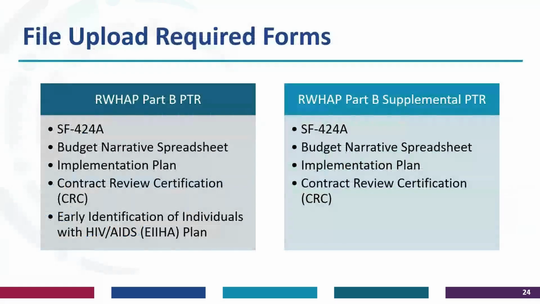For the Part B PTR, there are 5 documents that must be included with your submission, which include the SF424A, Budget Narrative Spreadsheet, Implementation Plan, Contract Review Certification, or CRC, and then the Early Identification of Individuals with HIV/AIDS, or EHA plan. For the Part B Supplemental PTR, you have all of those same uploads, except you don't have the EHA plan for that one. If you do have any questions about the required documents for your PTR submission, make sure to reach out to your project officer for help.